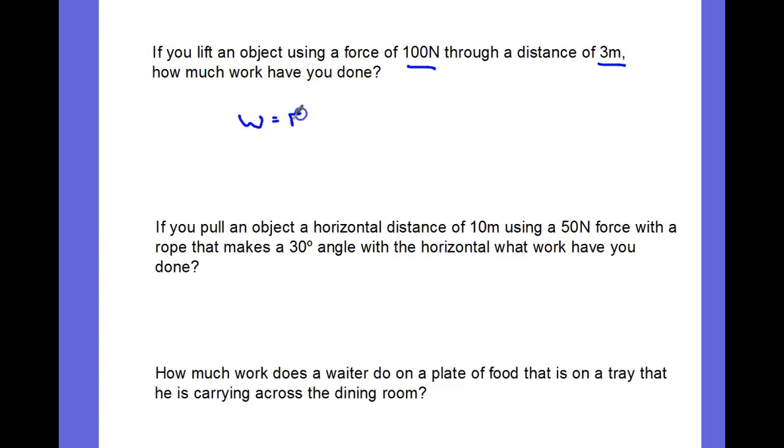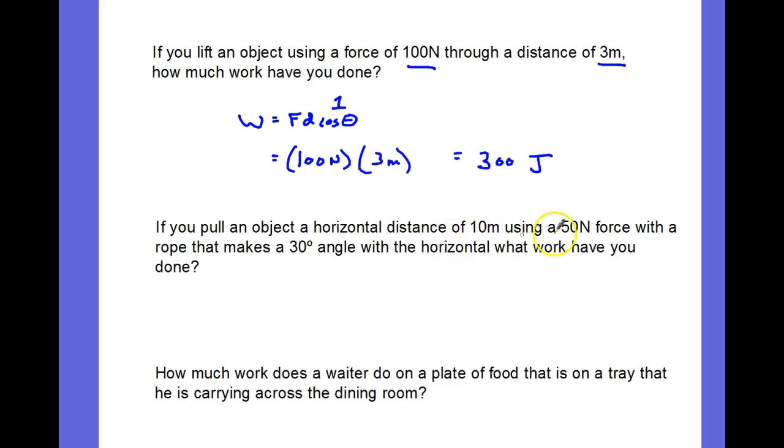Well, work equals FD cosine theta, and in this case, cosine theta is going to be 1 because you're lifting an object through a distance of 3 meters. You are using an upward force, so they're in the same direction. So it's going to be your force, 100 newtons, times your distance, 3 meters, which would be 300 joules.